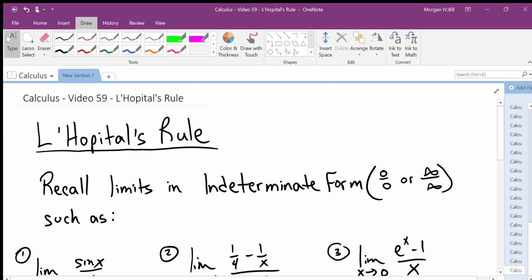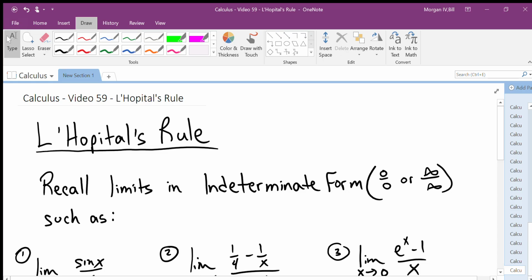Calculus, video 59, L'Hopital's rule. Alright, so for L'Hopital's rule, this goes back to limits that we were doing at the beginning of calculus. And you might be asking, well, why are we doing limits again, now, halfway through calculus? The answer is this strategy for solving a limit, we couldn't do at the very beginning because it involves a derivative.